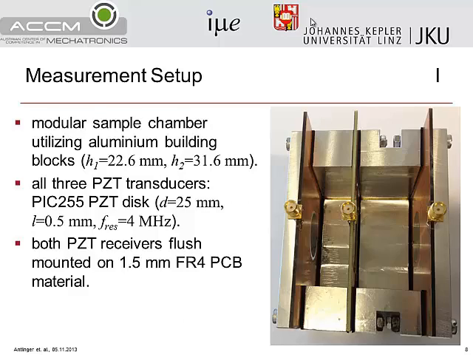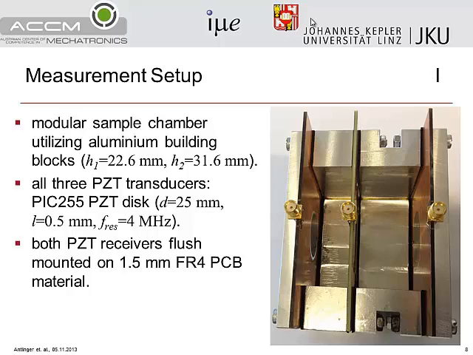Now I would like to introduce our measurement setup. We have a modular sensor chamber which consists of aluminium building blocks. For the setup shown here, the two distances between the transmitter and both receivers are 22.6 millimeter and 31.6 millimeter.